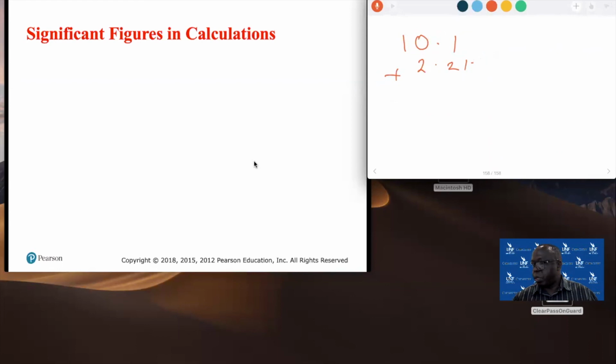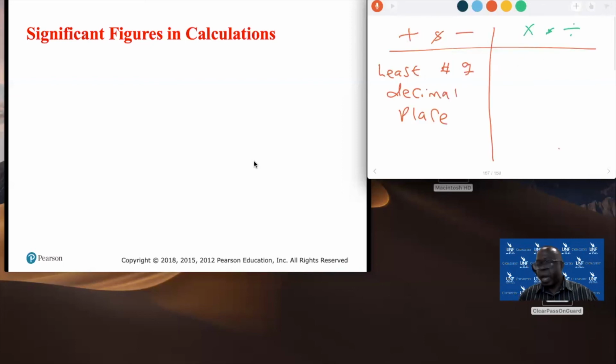let me just get rid of that. This has one decimal place. This has two decimal places. As far as my statement here is concerned, the one with the least number of places of decimal determines how many places of decimal your final answer should have. Not significant digits. It is the number of places of decimal.